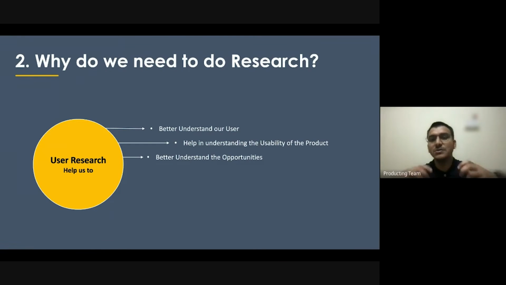When you do user research, you will be able to say, yes, we have validated this with users, and users do need this idea. We should build this idea, right? This is where user research can help you.